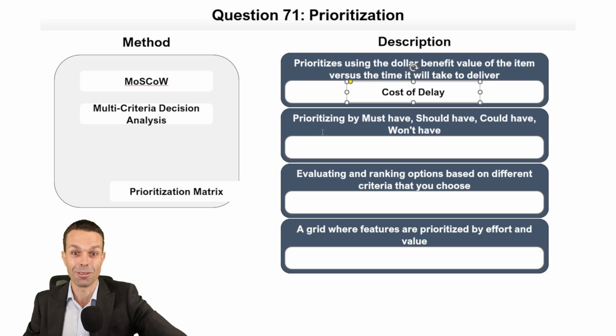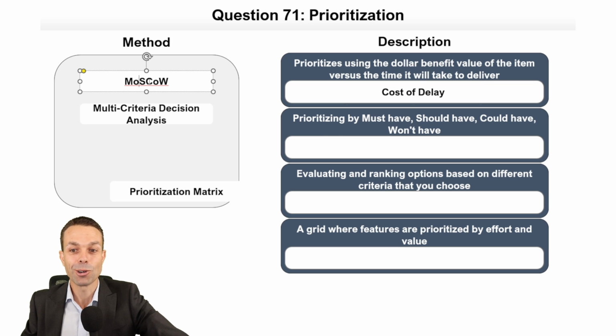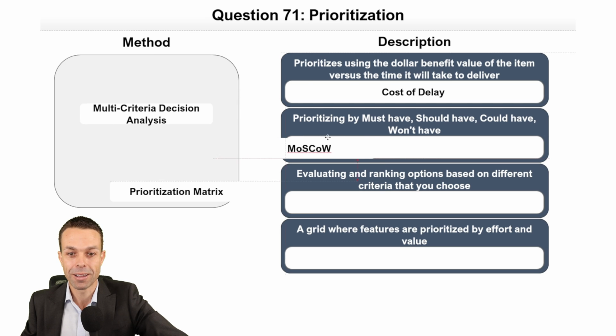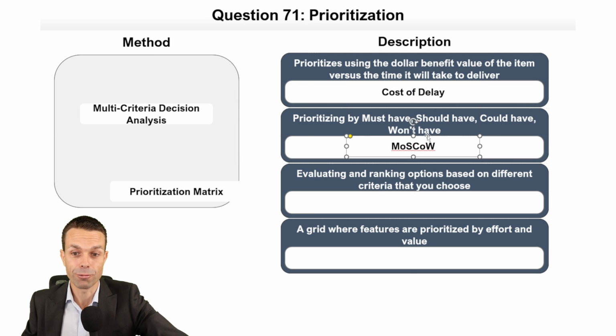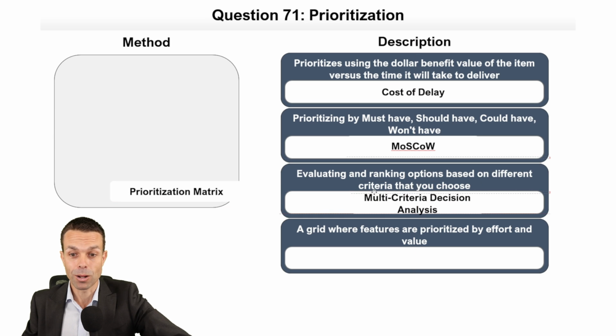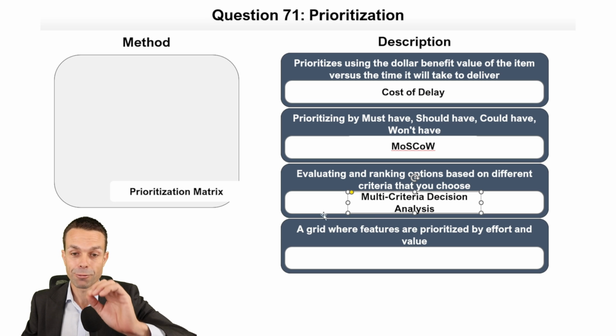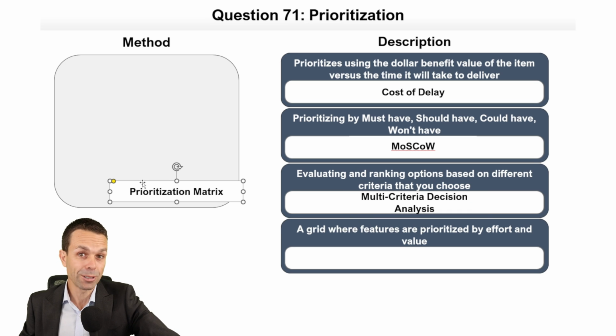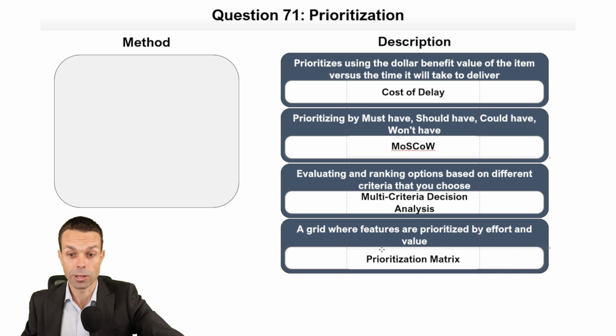Perfect. Okay. Thank goodness. Prioritizing by must have, should have, could have, and will not have. That's our MoSCoW way of prioritizing. And evaluating and ranking options based on different criteria that we choose. That's our multi-criteria decision analysis. And multi-criteria, this is such a great way. If you've got a really complex project or lots of complex criteria, this is a fantastic way to prioritize. Find yourself a good template for that one. I have some templates for this as well, but that's a really good way to do it.